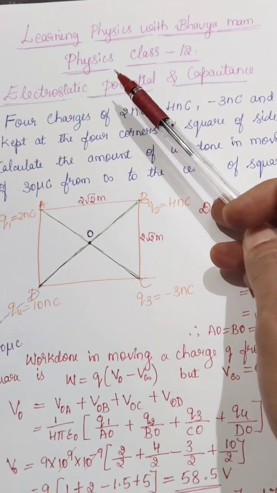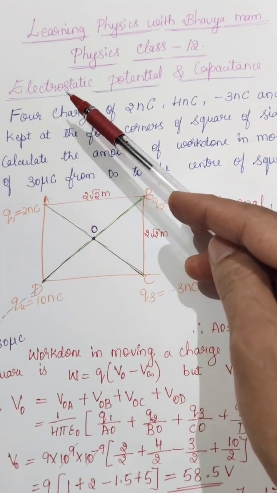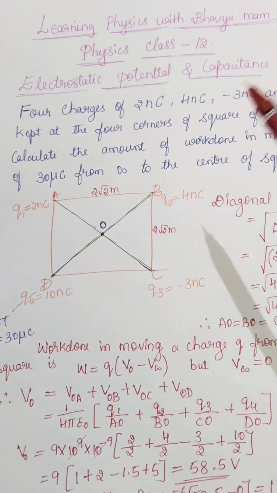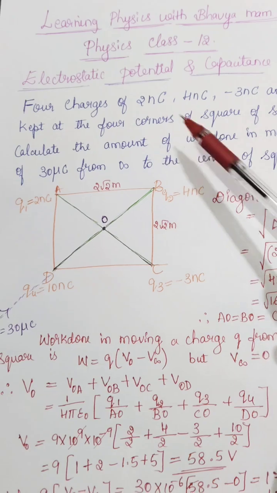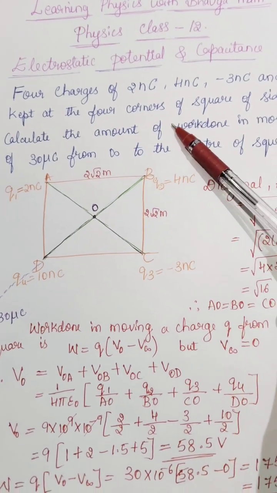Today we are going to discuss numericals based on electrostatic potential and capacitance. So this is one of the important numericals asked for 5 marks.